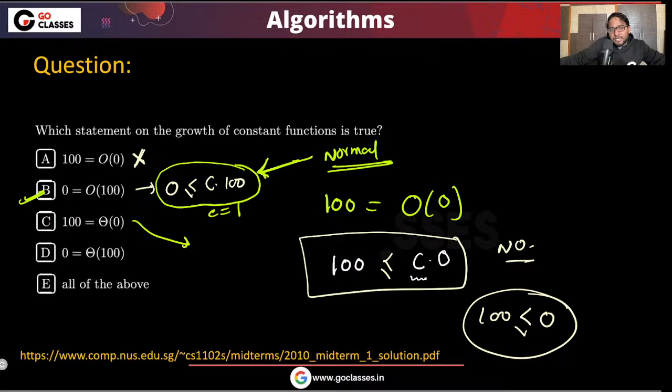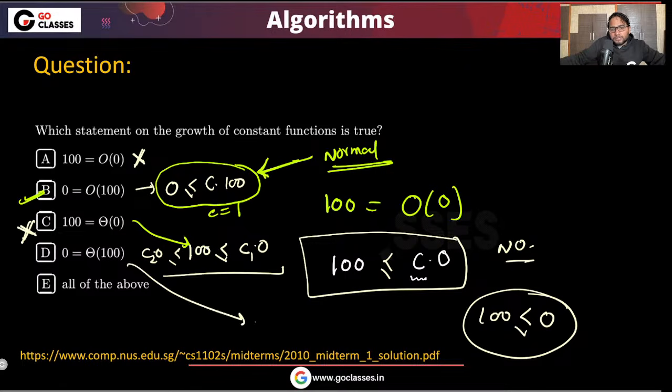Tell me, can this 100 be equal to, or maybe for the theta, basically it means that it is less than or equal to C1 into 0. And is this true? Tell me. Can 100 be less than or equal to 0 for any C1? No, right? So that's why this is false. Can the 0 be between C1 into 100 and C2 into 100? What do you think?